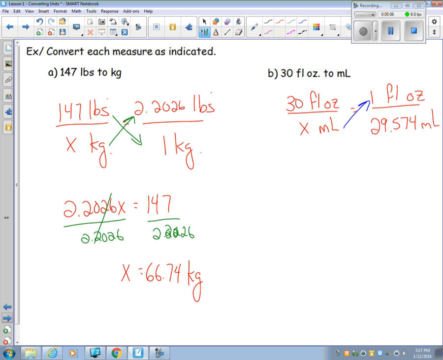1 times x. It's going to work out nicely for us. That's just x. And 30 times 29.574 comes out to 887.22. And because x is already by itself, we're done. That's our number of milliliters. And that takes us through page 2.